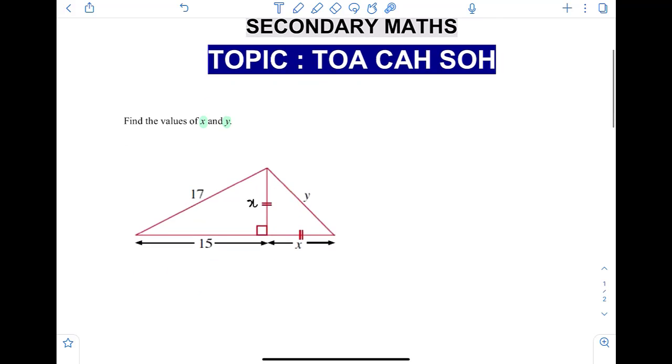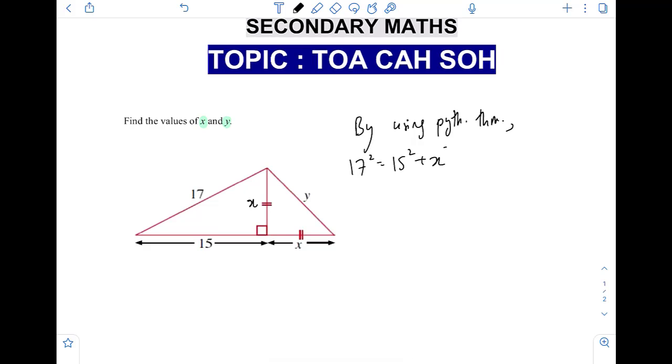Alright, so what we do is we can find x first by using this right angle triangle and Pythagoras theorem. So by using Pythagoras theorem, the hypotenuse squared will be equals to 15 squared plus x squared. So we always start with the hypotenuse, we square that will be equals to the other two lengths squared, added up together. So 17 square, let's assess what is that.